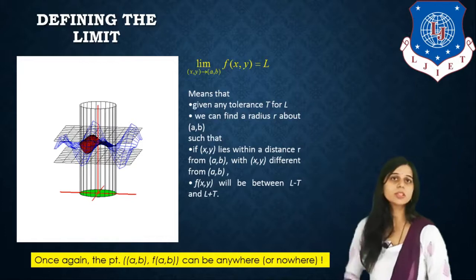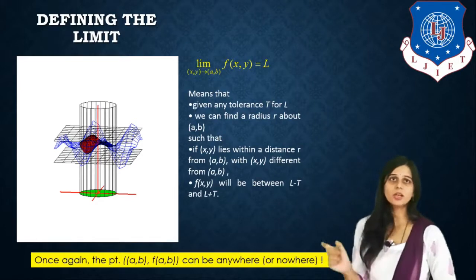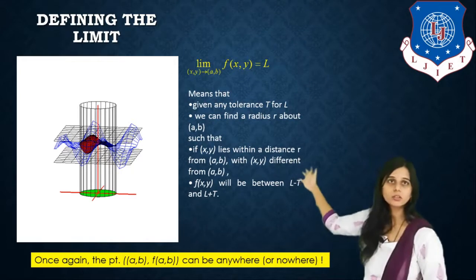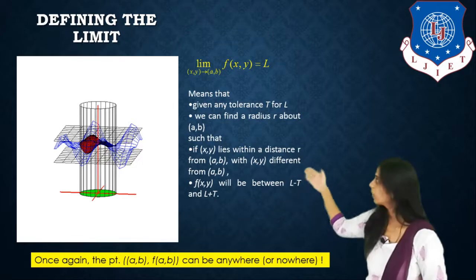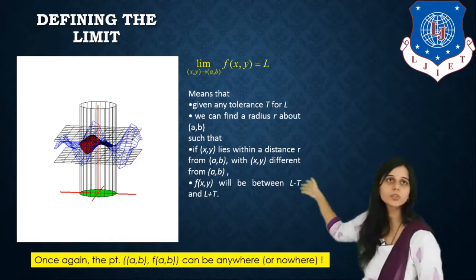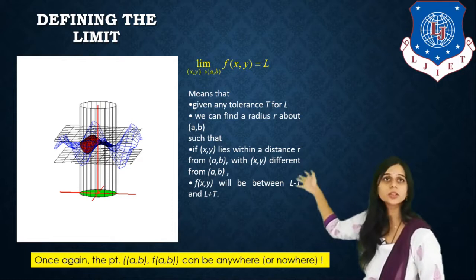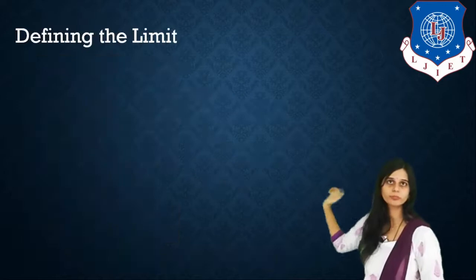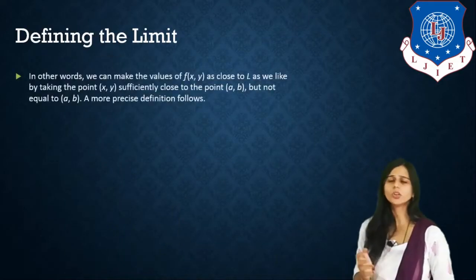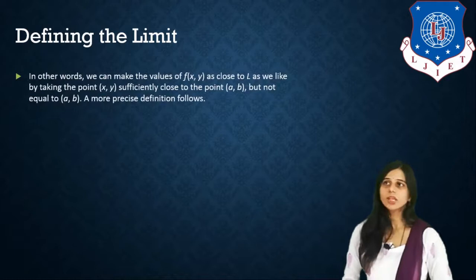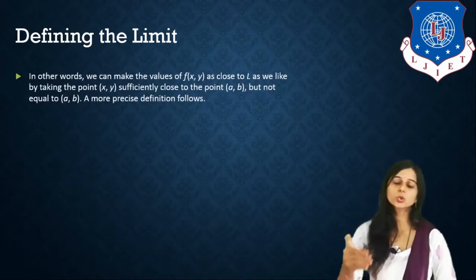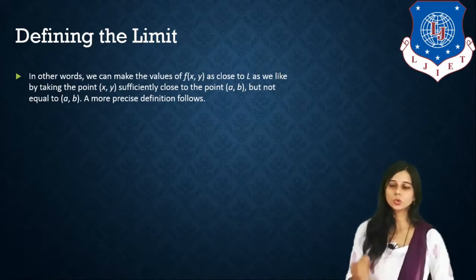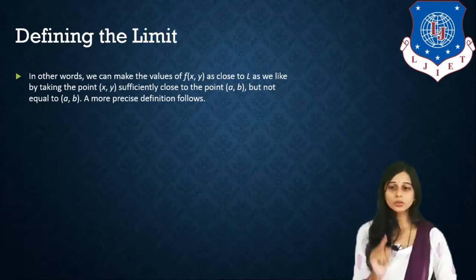So once again with that, the point (a, b), f(a, b) can be anywhere or nowhere. Okay, we are focusing on the closeness of the points, not the direction of the points, not the exact value of the points. Defining the limit. So, in other words, we can say, make the value of f(x, y) close to L as we like by taking the point (x, y) sufficiently close to the point (a, b), but not equal to (a, b).